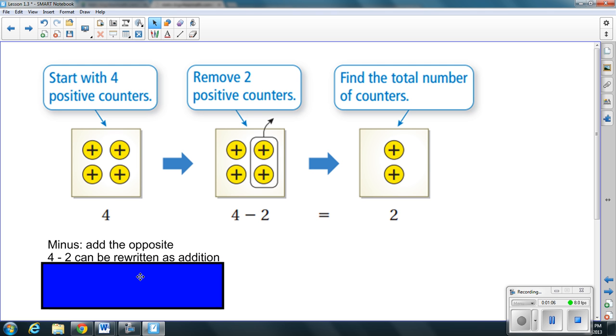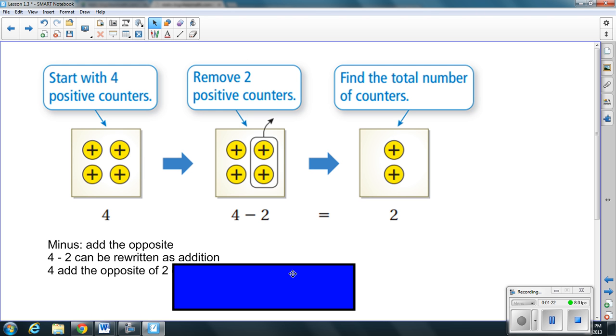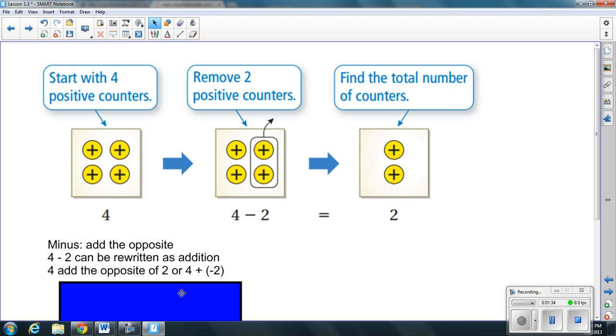What does that mean? 4 minus 2 can be rewritten as an addition problem. How? 4, add the opposite of 2. Think about that for a second. 4, add the opposite of 2, which means 4 plus the opposite of 2, which would be negative 2. So 4 plus negative 2 is equal to 4 minus 2.